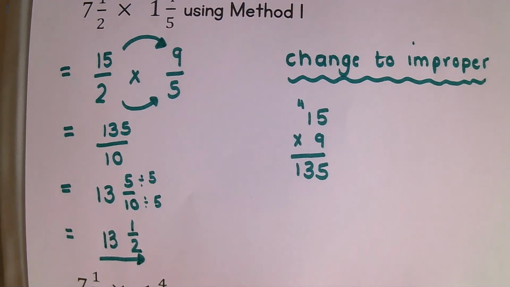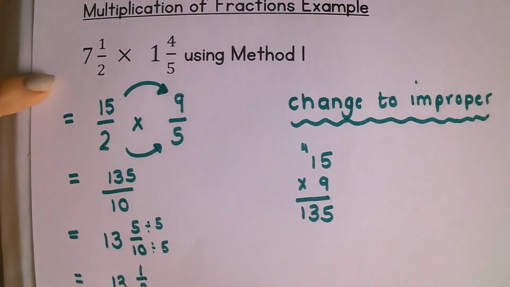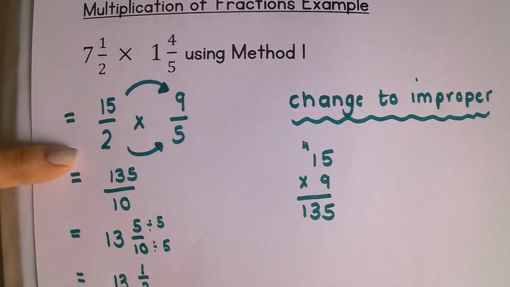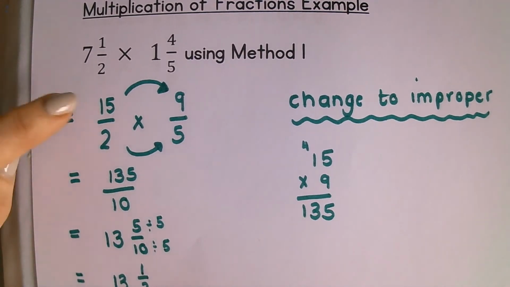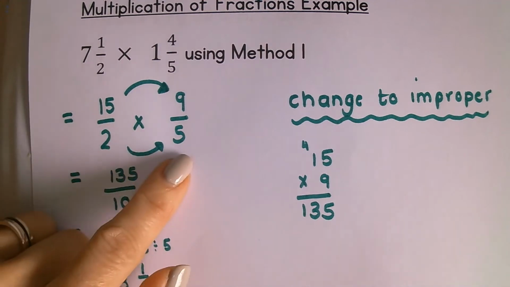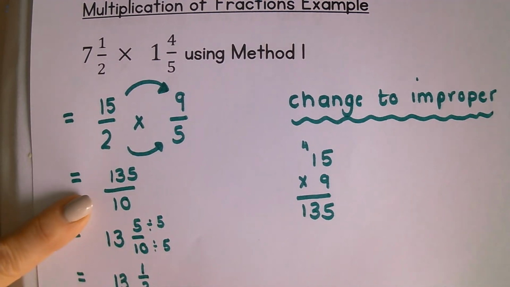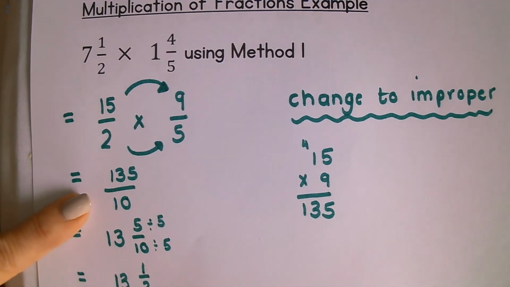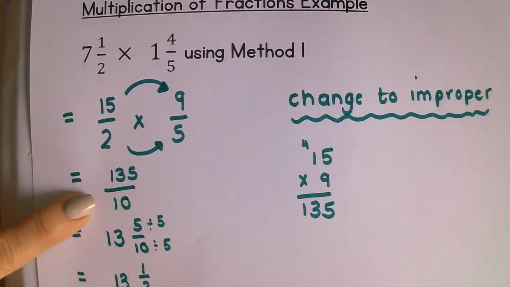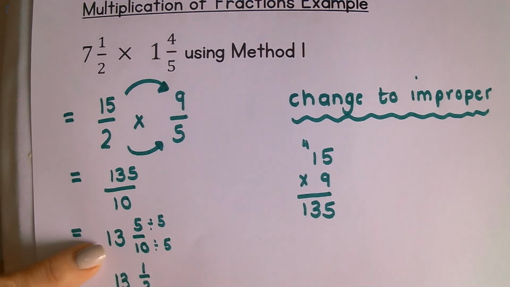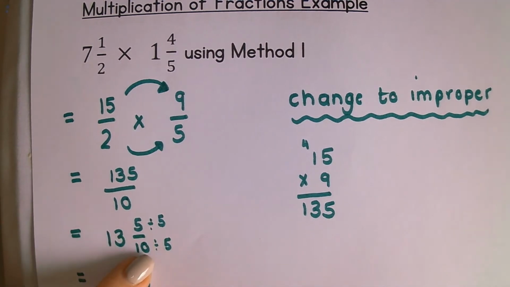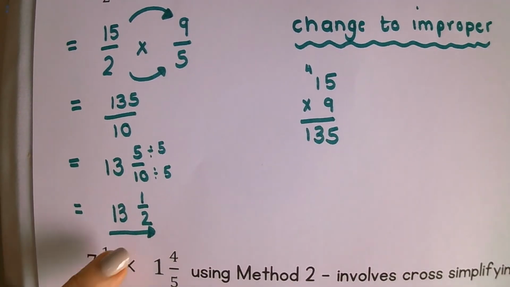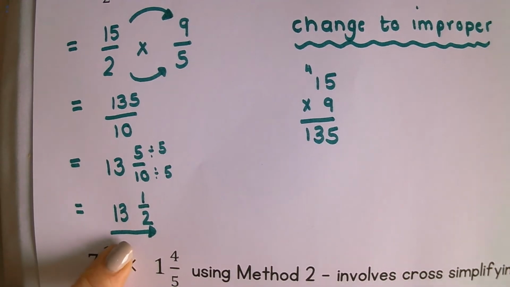So first thing you do, change your mixed numbers into improper. Okay, and in method 1, we're just going to times top with top, bottom with bottom, and we're left with this as an answer, 135 over 10. I try and simplify it or change it back into a mixed number. So I can get 13 and I'm left with 5 over 10. Obviously, I want to try and simplify it and I get 13 and a half.